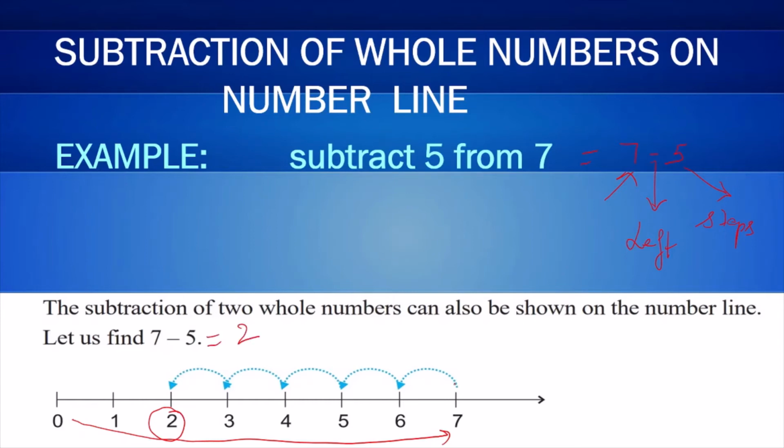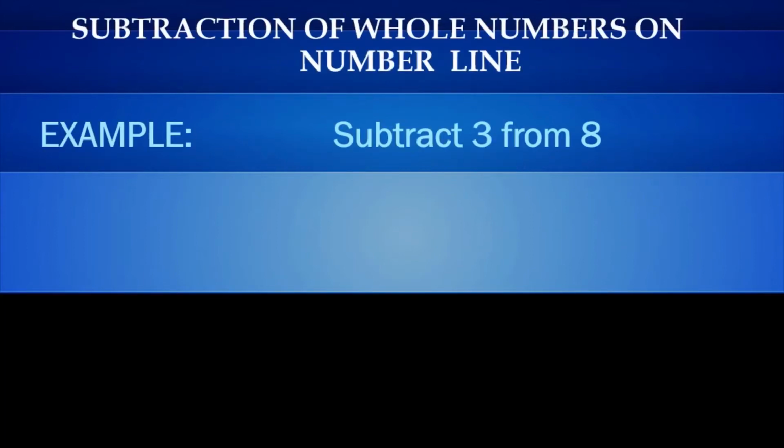We can make a final loop also from 7 to 2 and write minus 5 on this final loop. This gives us the answer. Let us take one more example of subtraction on a number line. The question is: subtract 3 from 8. That means we have to subtract 3 from 8, which means it is 8 minus 3.